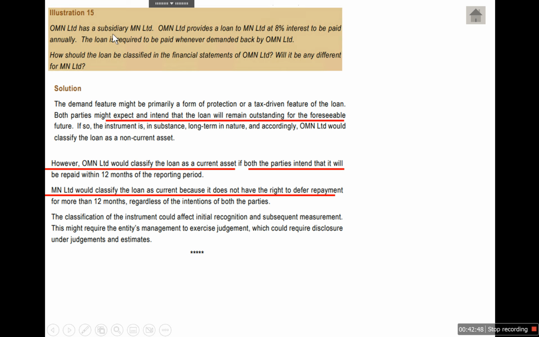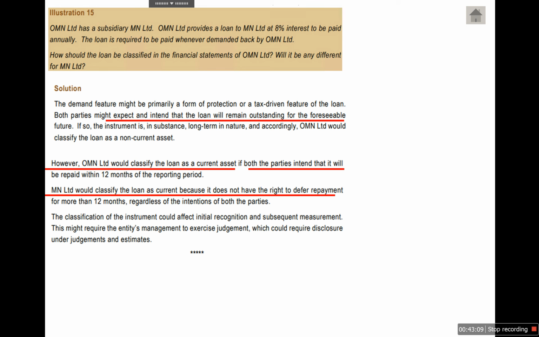OMN Limited has a subsidiary, MN Limited. OMN Limited provides a loan to MN Limited at 8% interest to be paid annually. The loan is required to be paid whenever demanded back by OMN Limited. How should the loan be classified in the financial statements of OMN Limited? Will it be different for MN?